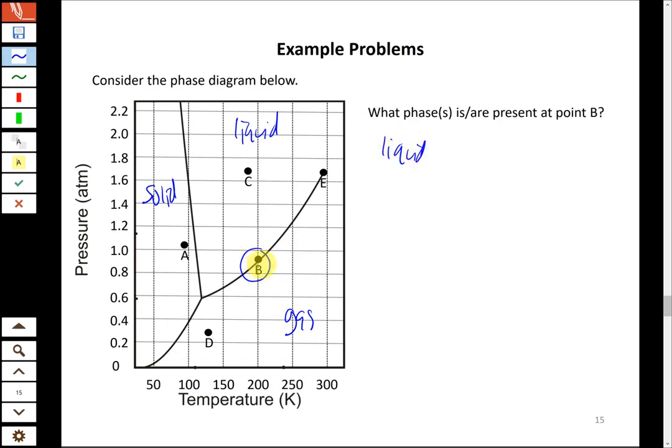So at this temperature and pressure, which is about 200 Kelvin and a little bit less than 1 atmosphere, the liquid and the gas are both coexisting whenever you're on the borderline between 2 phases. So when you're on one of these phase change lines, that's another thing it means. It means that both of those phases are present under those temperatures and pressures. So liquid and gas would be present at that point here, so that's another one we could ask.